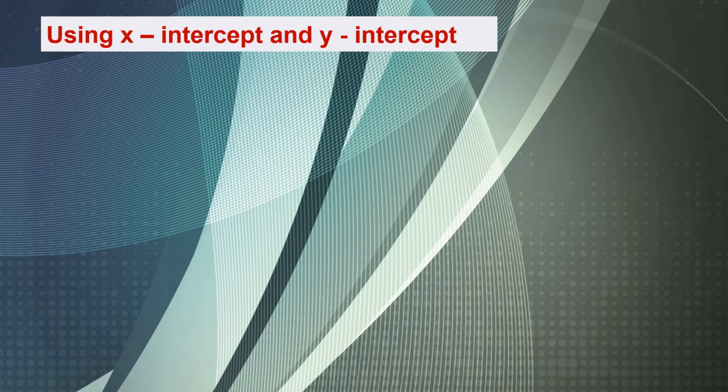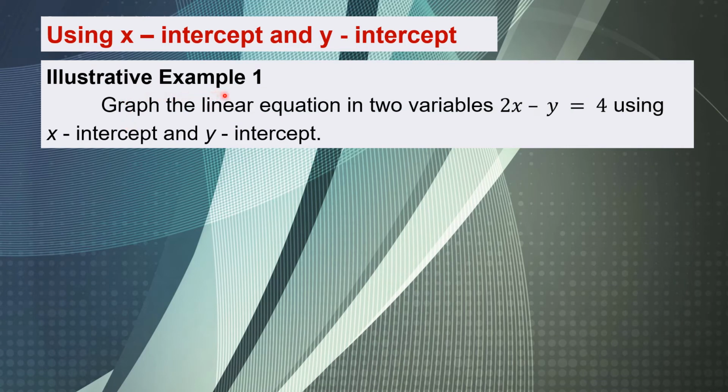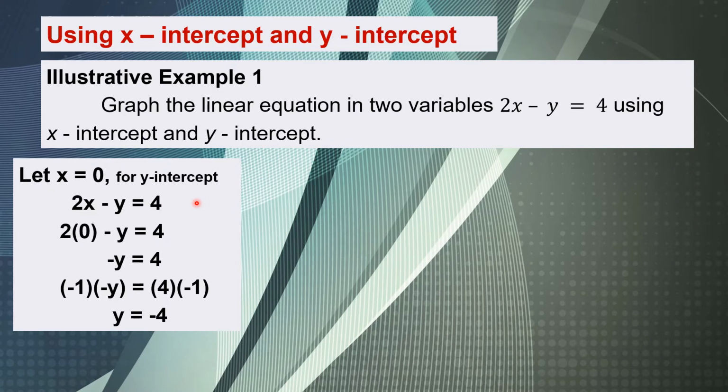Let's have example using x-intercept and y-intercept in graphing linear equations in two variables. So let's have the first illustrative example. Graph the linear equation in two variables 2x minus y equals 4 using x-intercept and y-intercept. So our first step here is to find for the y-intercept. So para mahanap natin yung y-intercept, we let x equals 0. Gawin nating 0 yung ating x.